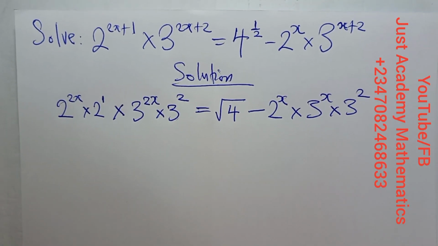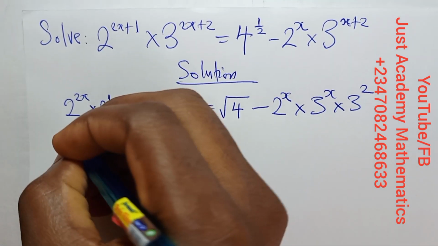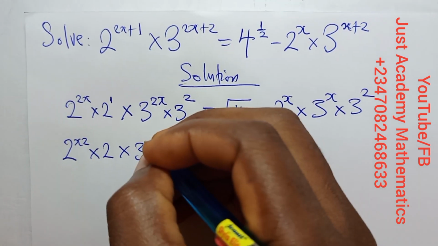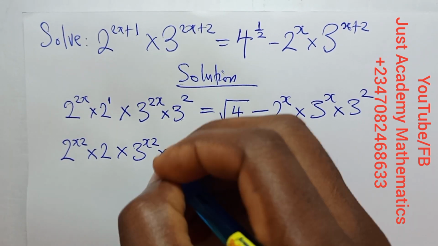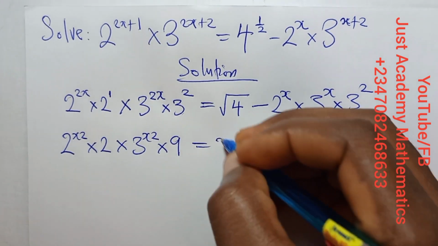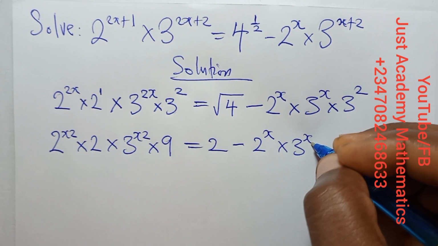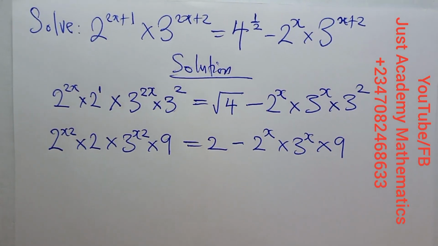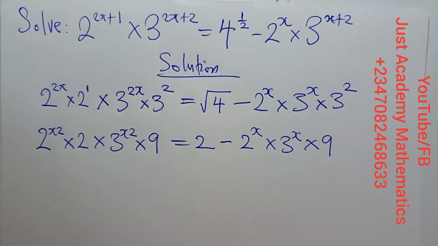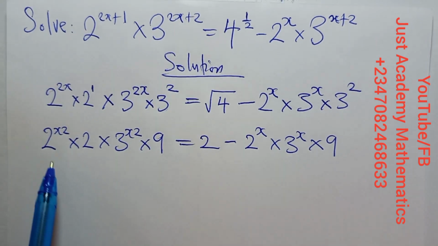The next step is for us to rewrite this as 2 raised to the power of 2x times 2 times 3 raised to the power of 2x times 9, that is 3 raised to the power of 2, 9, is equal to 4 minus 2 raised to the power of x times 3 raised to the power of x times 9. So as it is now, we can introduce values if we want to. We can introduce values to avoid confusion.